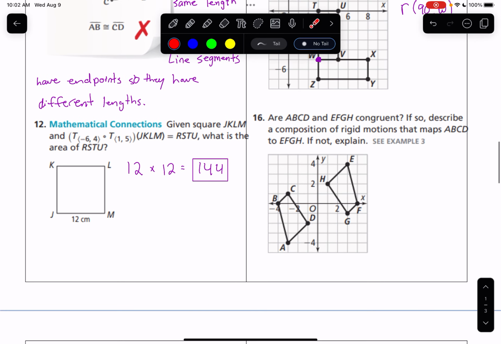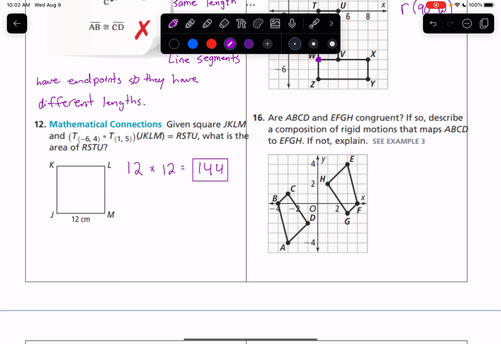Number 16, are these two shapes congruent? If so, describe a composition of rigid motions that maps ABCD onto EFGH. If not, explain. So again, if they're congruent, that means we can find a rigid motion. And in this case, we can. We can find a couple different compositions of rigid motions that would work.